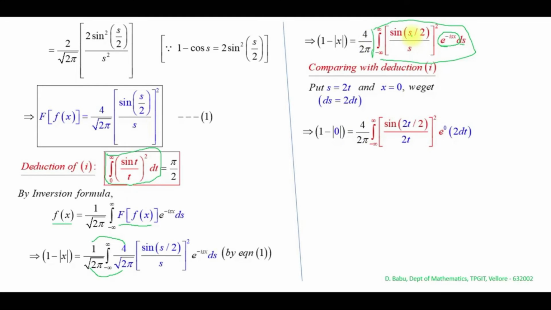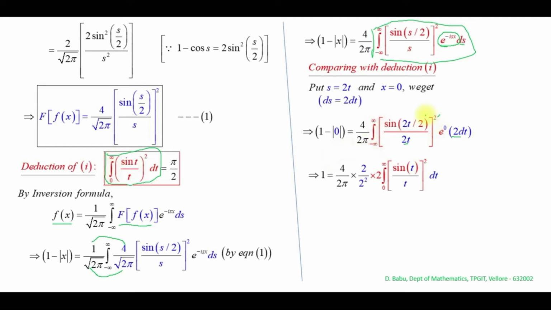When s equal to 2t, this is 2t by 2, s equal to 2t, this is 2t, anything power 0 because x equal to 0, this is e power 0, and ds equal to 2 dt. This implies 1 equal to 4 divided by 2 pi. So this 2 we can take outside. Next 2 square we can take outside. Thus 2 divided by 2 square into, so for reduction we need 0 to infinity, here minus into plus infinity.